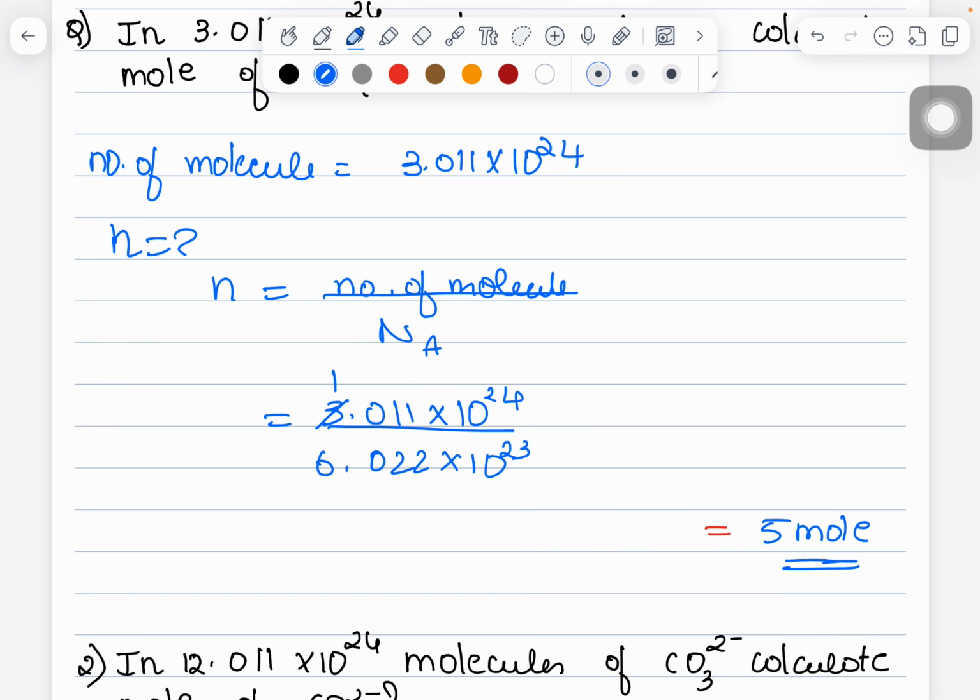Now there might be a question: ma'am, you have not divided these decimal parts. As it is 0.011, we will leave these values and just take the 3 and the 6. So 3 ones are 3 and 3 twos are 6, it becomes half. Half can be written as 0.5 into 10 to the power, and since the 23 moves up, it becomes minus 23. So 24 minus 23 is 10 to the power 1. 0.5 into 10 is nothing but 5 moles.